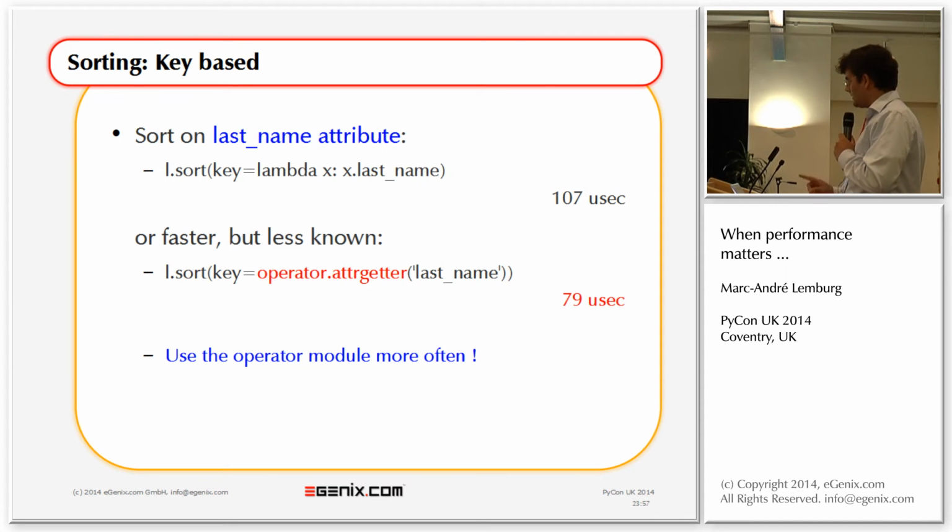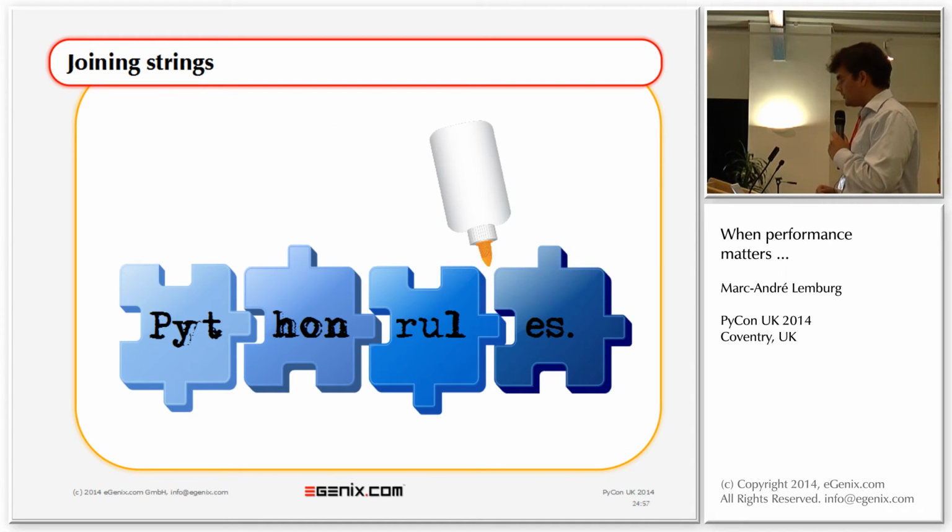The operator module has a lot of nice functions, so you should definitely have a look at it if you don't know it. This is the same example, but it tries to fetch an attribute of the objects that you have in your sequence. So it uses the last name attribute in this case. And again, you can see you can do it much faster using the operator module. So that's a tip that you can use in your code to make it run faster.